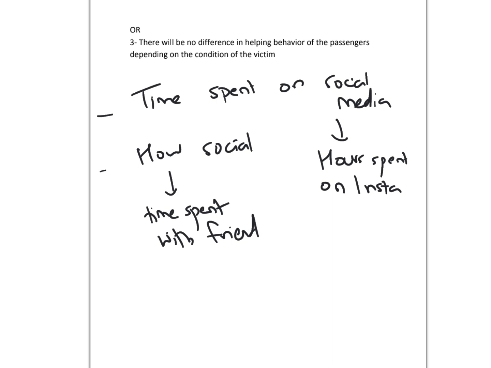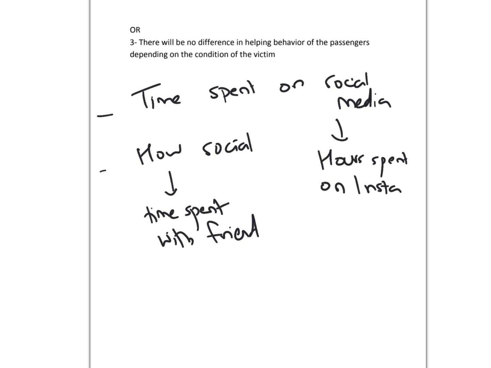Okay. A two-tailed hypothesis would be there will be a difference in, sorry, I keep giving the example of an experiment. This is a correlation. There will be a correlation or a relationship between how much time a person spends on platforms such as Instagram and how much time they spend with their friends.